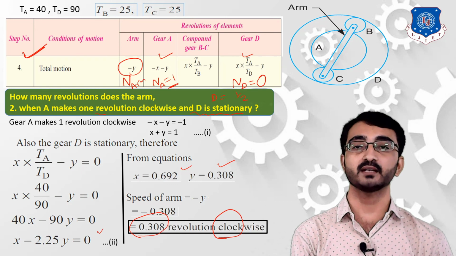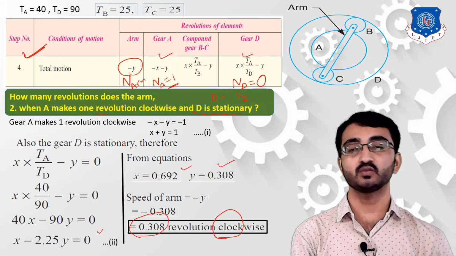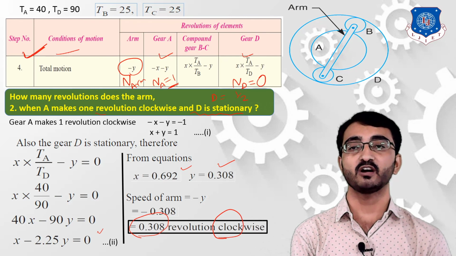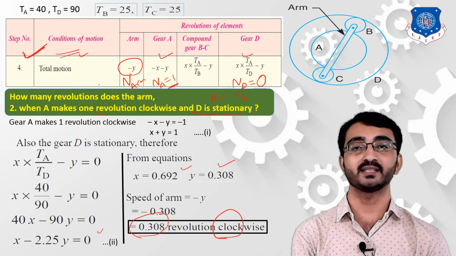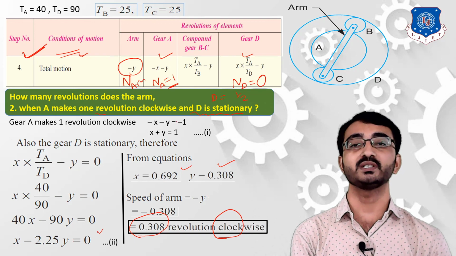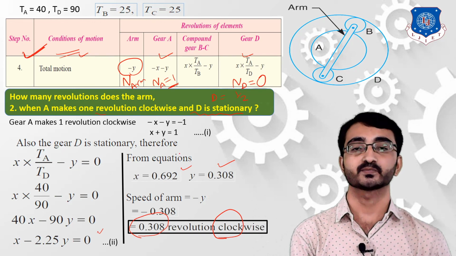They are mostly asked in your examination for 7 marks. So you have to simply remember the condition of motion for each and every element, and that will help you to easily solve this type of numericals. Thank you.